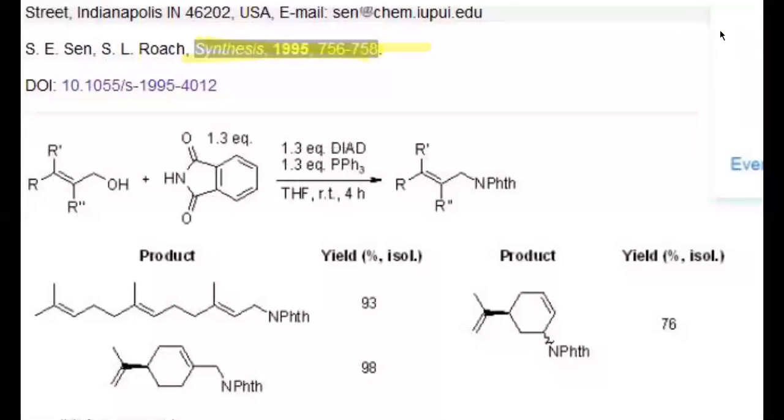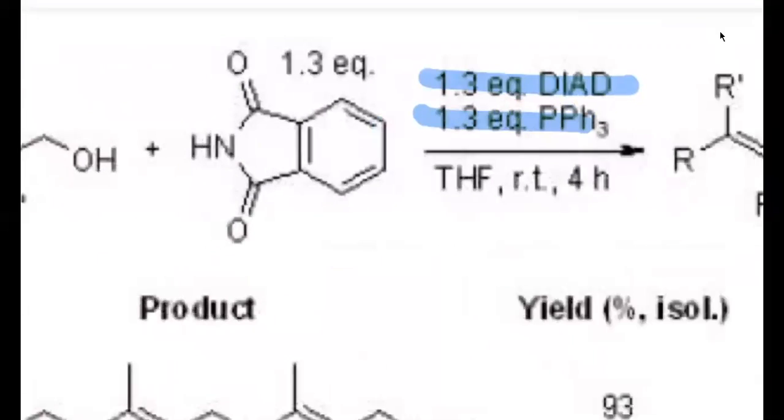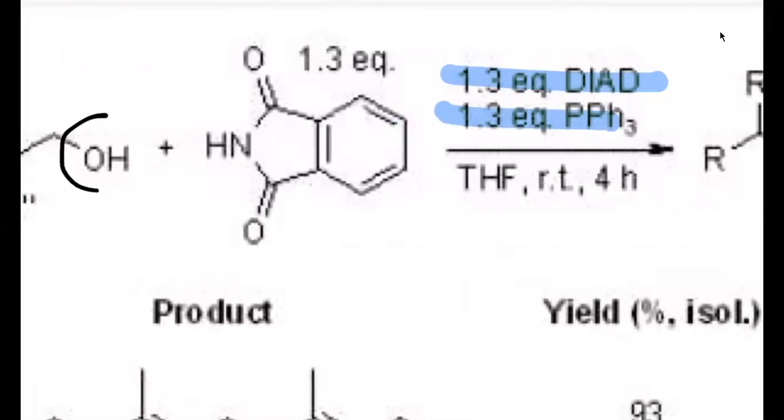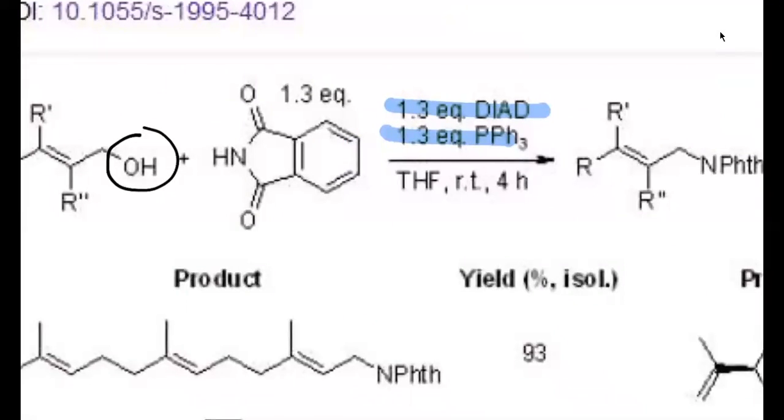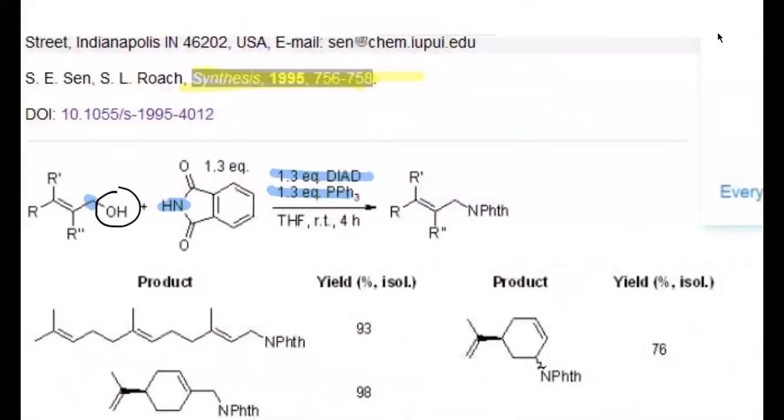it's done under some different conditions, but you have DIAD and triphenylphosphine, 4 hours, in THF at room temperature. Notice though, over here, you don't have an alkyl halide. You actually start with an alcohol. All right, but the overall process is still the same. You're going to convert that alcohol to a good leaving group and then attack this carbon right here with the nitrogen from the phthalimide. So that's just a modified version of it. And then this is your product.